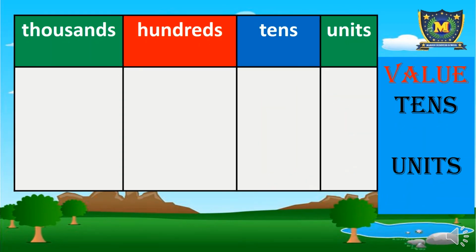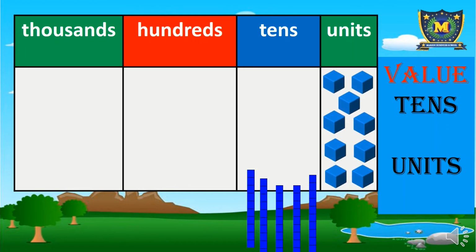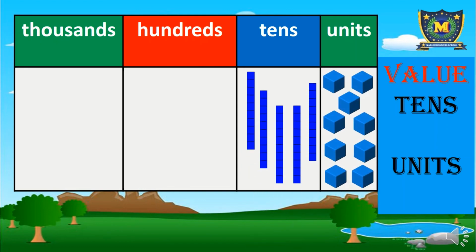Okay, last one. Set. How many units do we have here on the units place? If your answer is 9, then you're right. How about the rods on the tens place? If your answer is 5, then you're right. Now, let's see the value for this. What's the value for 9 units? If your answer is 9, then you're right. How about the 5 rods on the tens place? What's the value for 5 rods? If your answer is 50, then you're right. Great job!